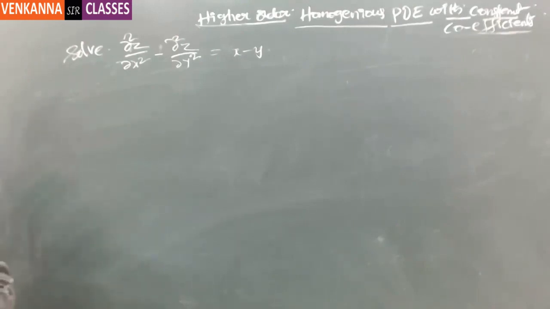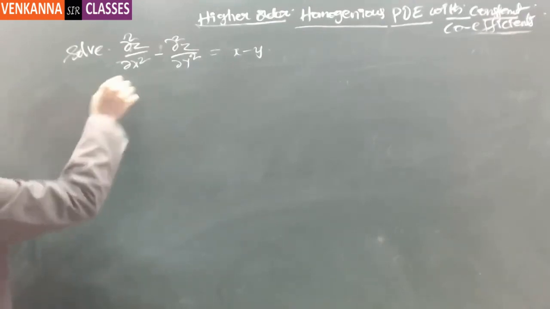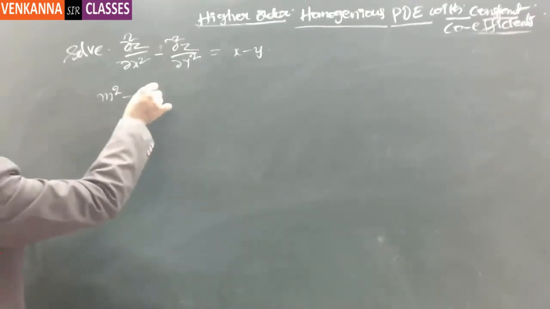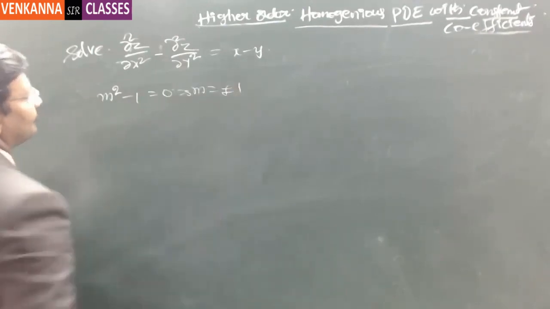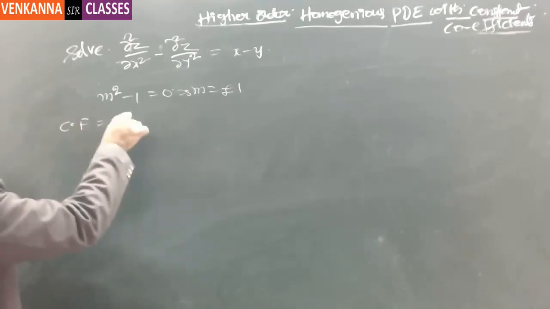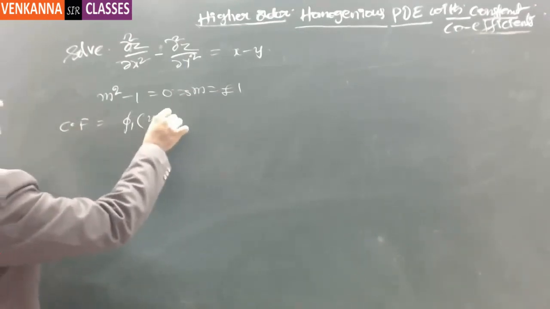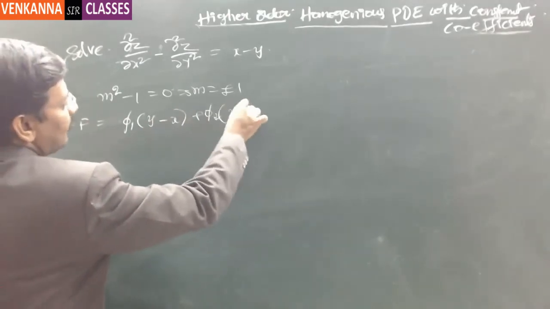So did you not face any issue on this? Here actually the complementary function is straightforward. This is m square minus 1 equal to 0. So m is equal to plus or minus 1. The complementary function will be phi 1 of y plus x and phi 2 of y minus x.